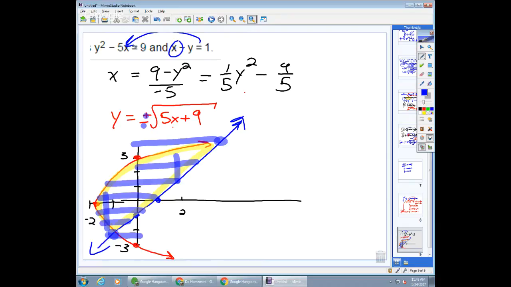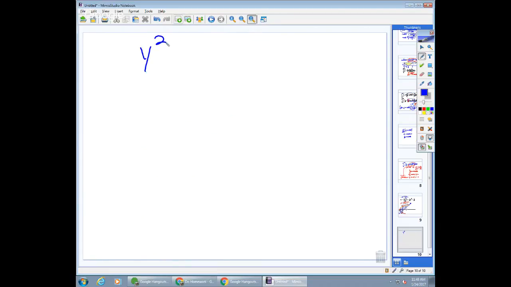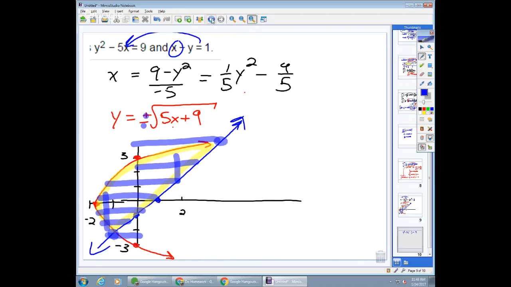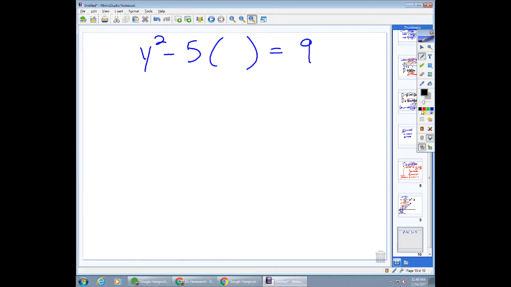All right, so y squared minus 5x equals 9. And according to our other equation, x would be y plus 1, right? And so we're going to drop in here, x equals y plus 1. So then we get y squared minus 5y minus 5 equals 9.